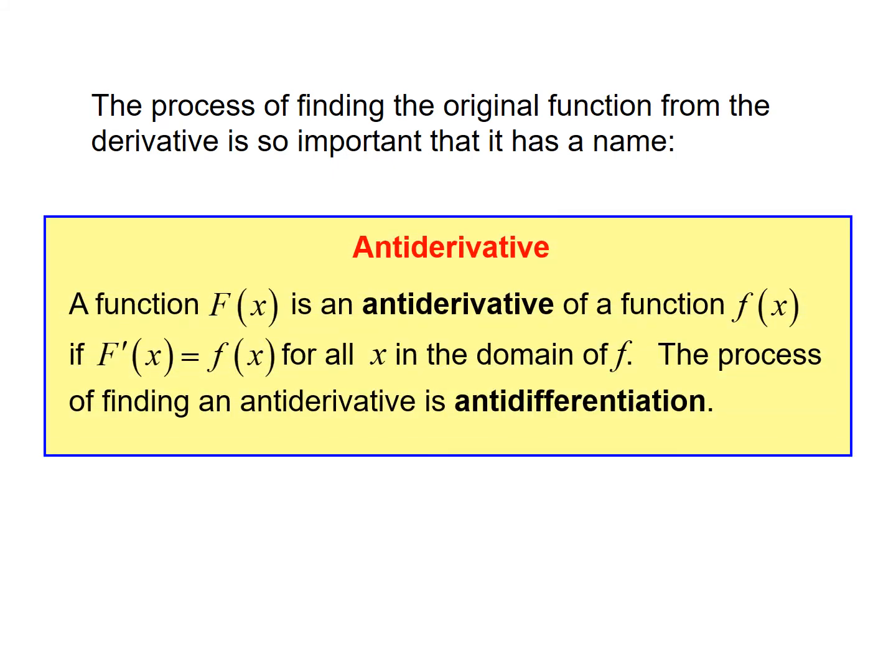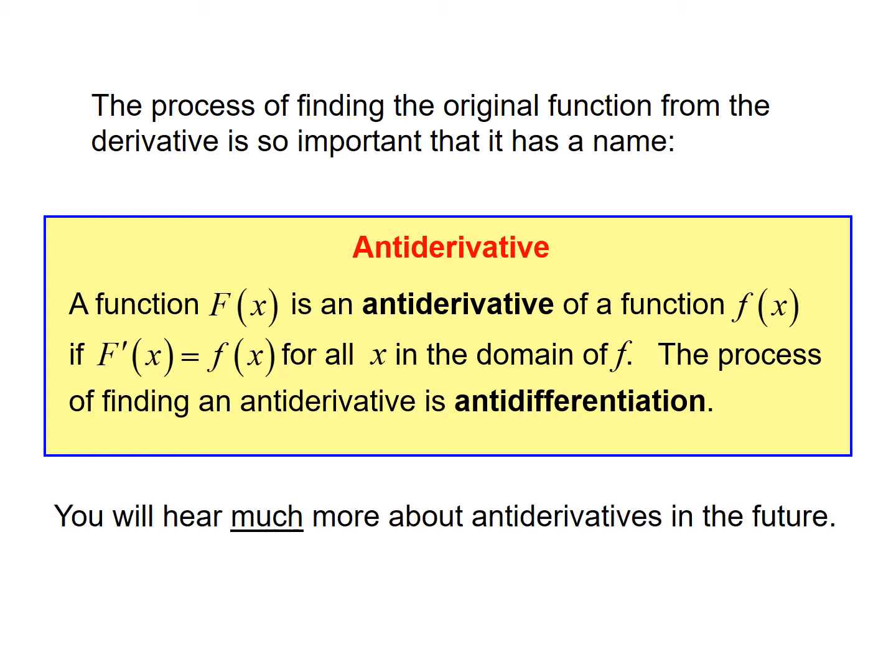So we give this a name. We're doing derivatives backwards. We call this the antiderivative or anti-differentiation. And we use capital F of x to denote the antiderivative of a function little f of x. So the derivative of capital F of x is lowercase f of x. Antiderivatives will be a really big part of this course. We're just looking at an introduction of how to find them, and we'll investigate them a lot more in the future.